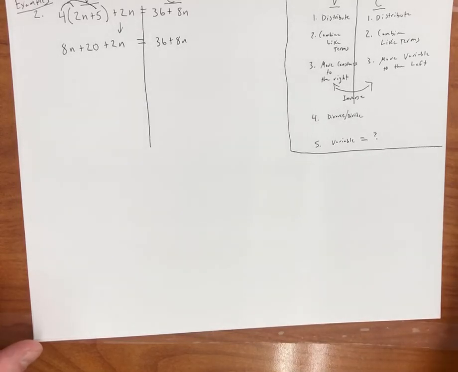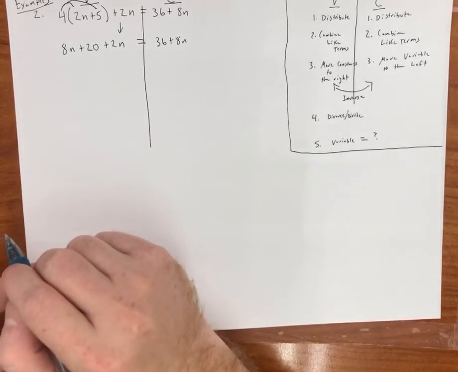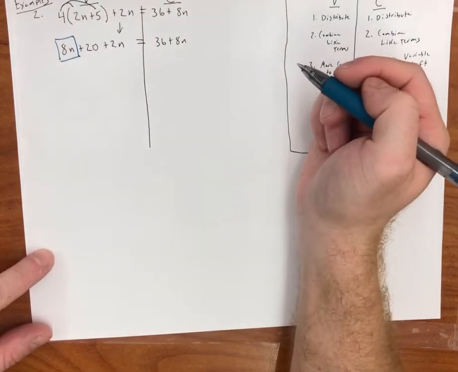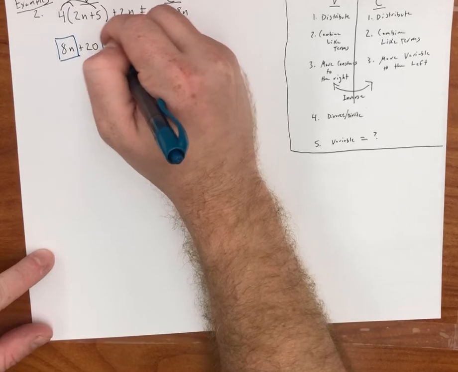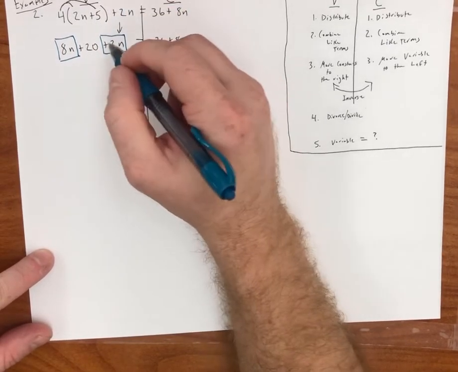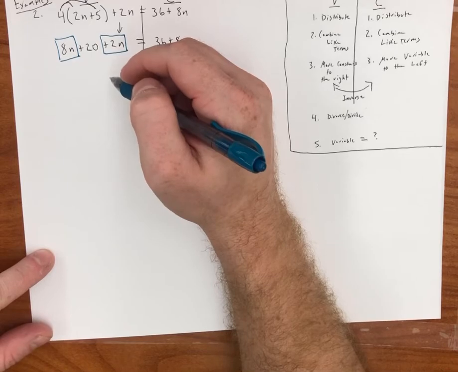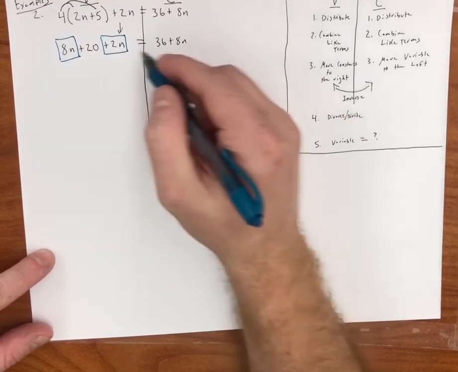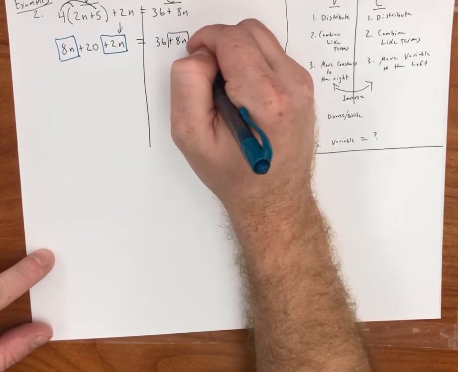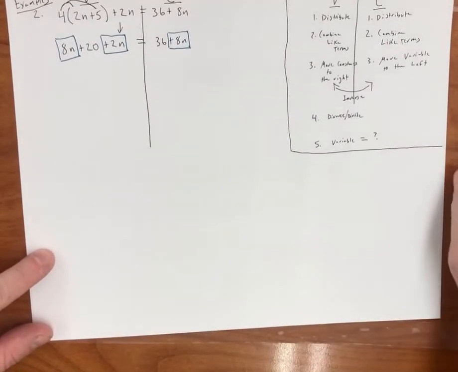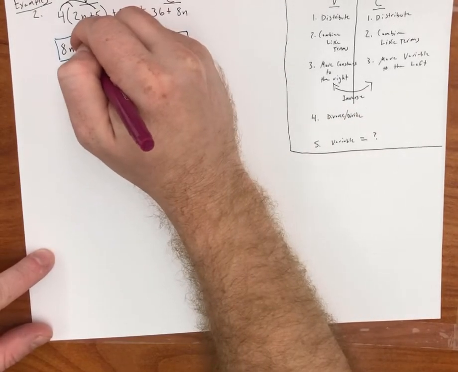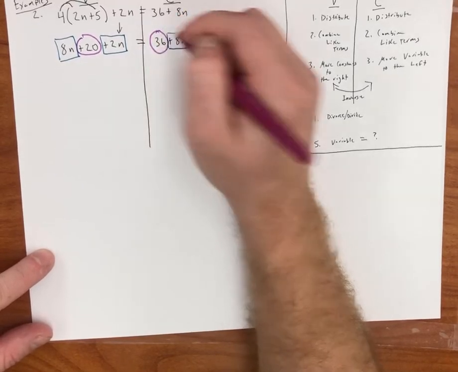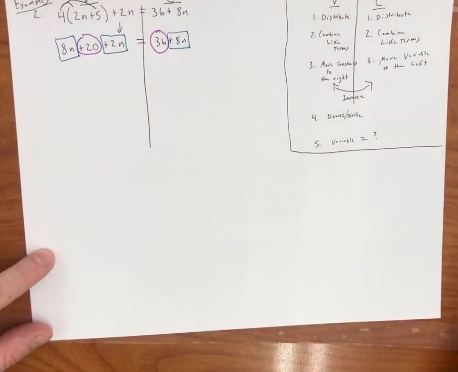So the first thing I'm going to do is label my like terms. I have a variable here, and I have a variable here. Remember, when you're boxing or circling, you have to include the sign that's in front of it. So 8n plus 2n here, and then on the right side, I have positive 8n over here. Now, I need to circle my constants. I have positive 20, remember, including the sign. And right here, I have positive 36. Because there's no sign there, it means it's positive.